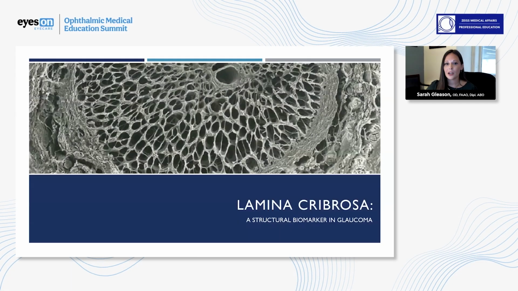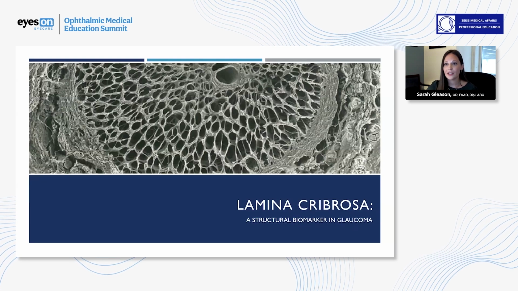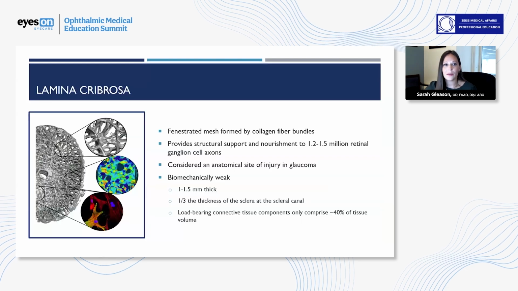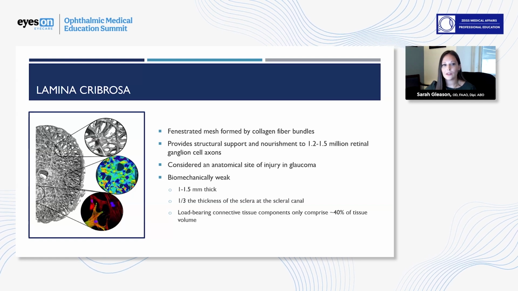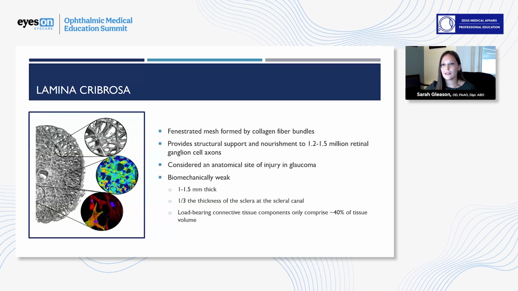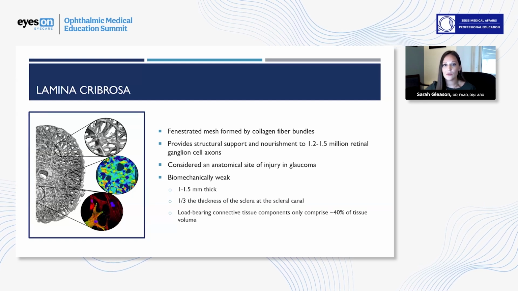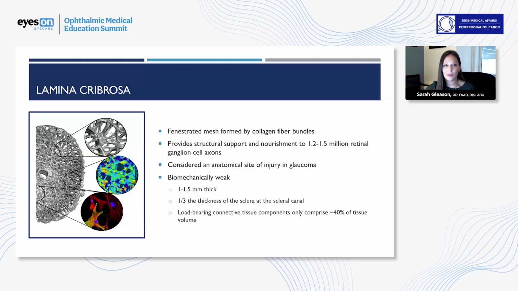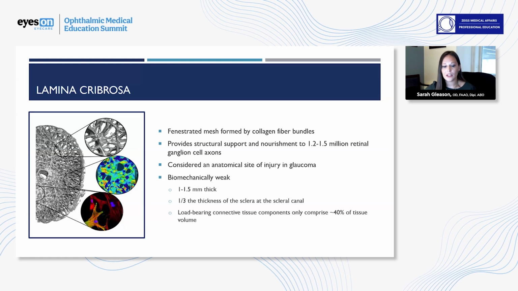So looking at the lamina cribrosa as a structural biomarker in glaucoma beyond just the development of these peripapillary retinoschises, but glaucoma in general. So we know that the lamina cribrosa is highly associated with the development of glaucoma. This is a structure that is a fenestrated meshwork that's formed by collagen fiber bundles. The function of the structure is to provide structural support, but also nourishment to the retinal ganglion cell axons that are passing through.